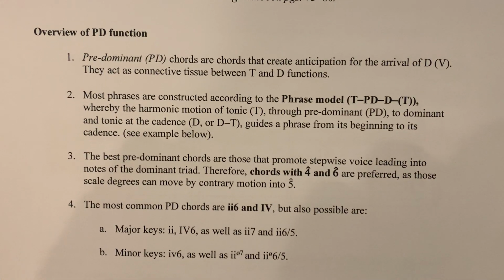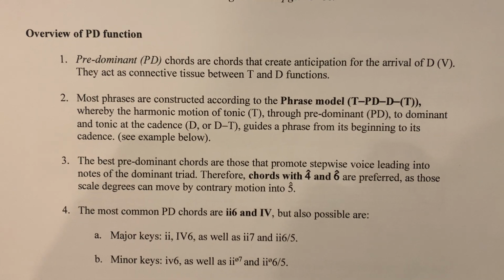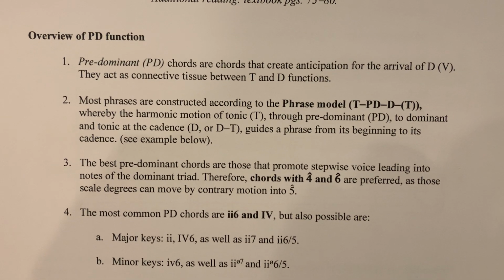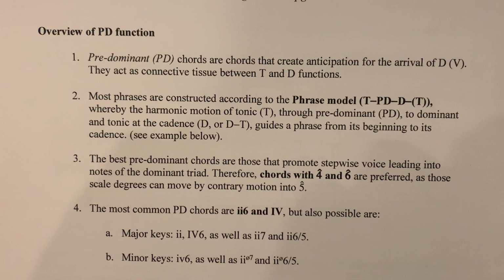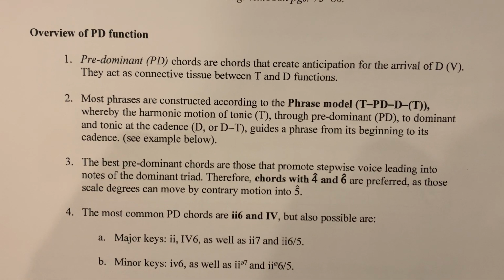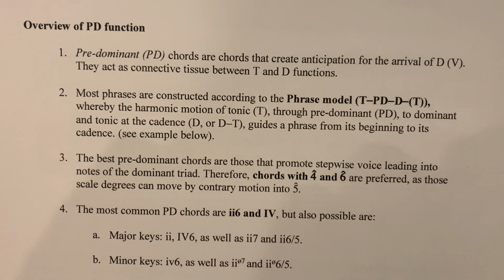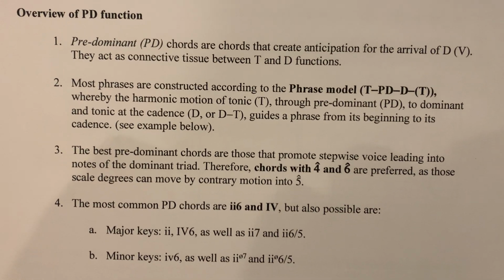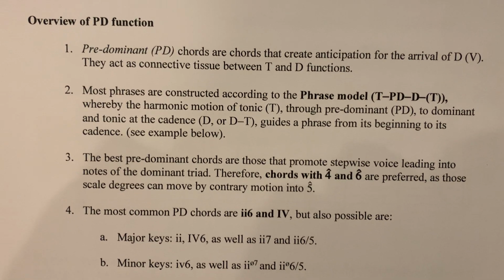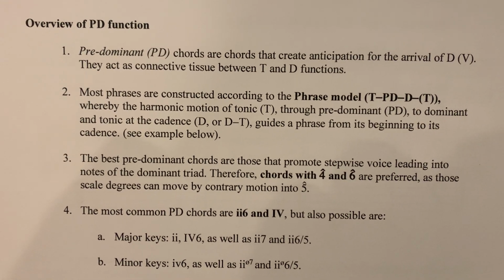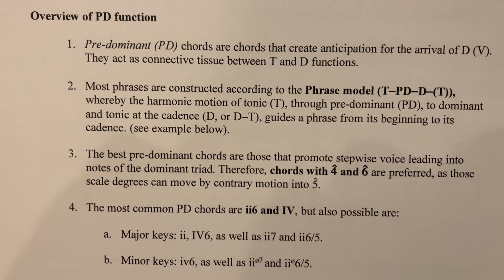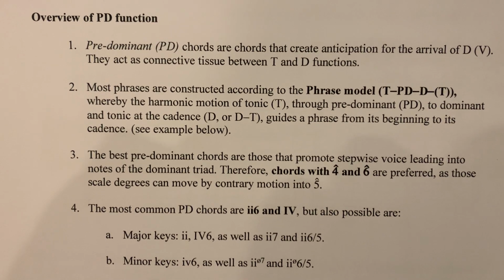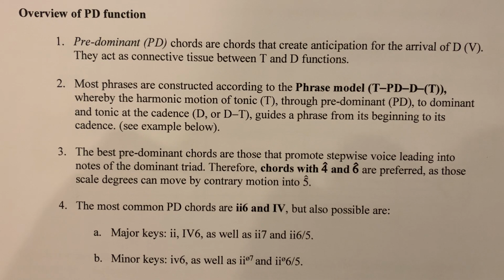So predominant, and we're going to use the abbreviation PD, chords are chords that create anticipation for the arrival of the dominant. Therefore, they're going to act as connective tissue between tonic and dominant functions. Now, last lesson, we learned a bunch about tonic prolongation. Usually predominant is going to come in after this segment of tonic prolongation. It's going to come in a little bit towards the cadence point.